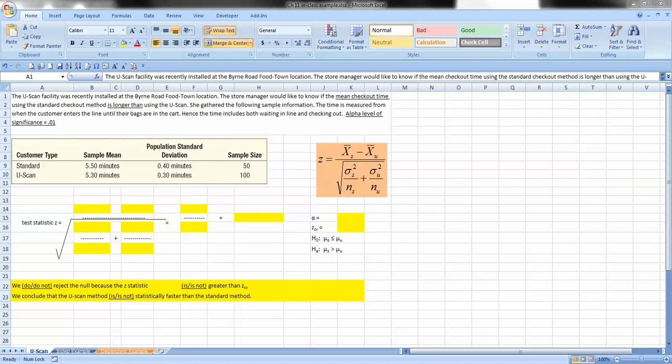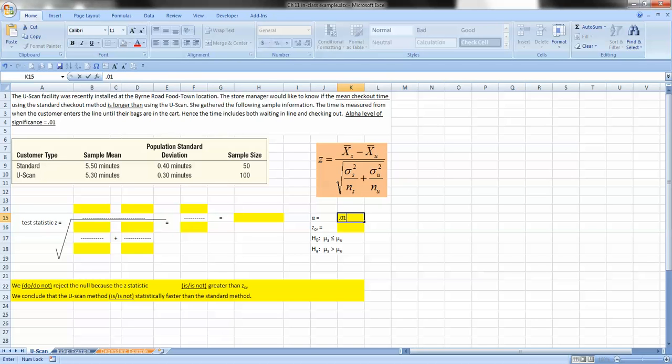Hence, the time includes both waiting in line time and the checking out time, and the alpha level of significance that we'll be using is 0.01. So let's go ahead and put that in right away, so we don't have to worry about that again. Looking at our underlined areas here, we see that the mean checkout time is longer than what we're looking for, so we know it's not going to be just a difference for our null hypothesis, but it's actually going to be a greater than or less than and equality as well.